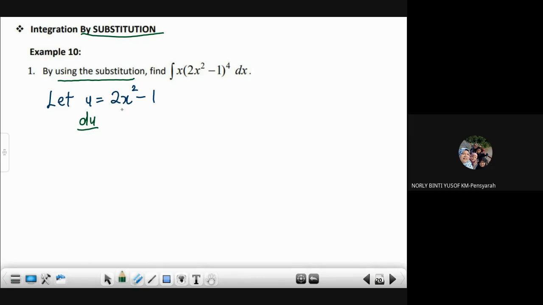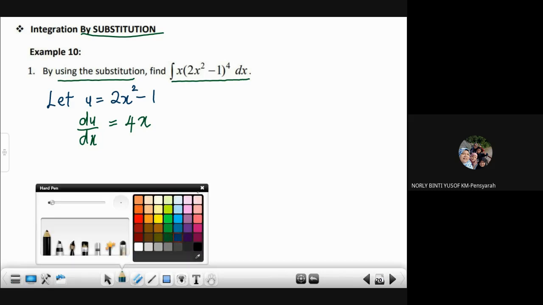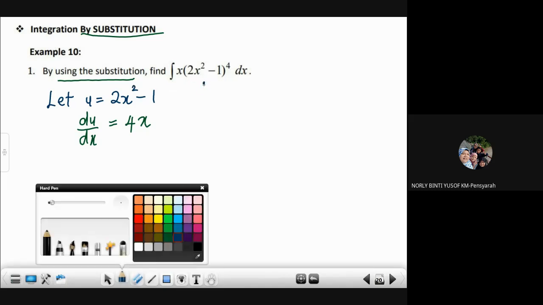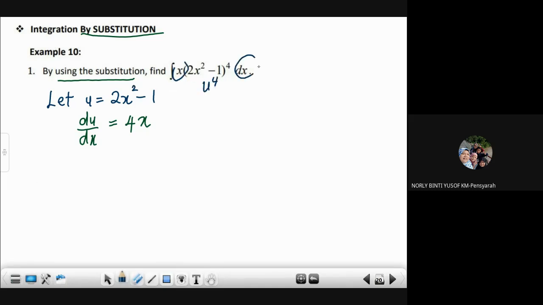So differentiate u respect to x, du dx. So differentiate 2, 4 x minus 1, 0 lah kan. Okay. Sekarang you nak ganti all this term of x, integral in terms of x, semua dalam u. Okay. So bila you nak ganti, ini you dah boleh ganti as u power of 4. Okay. Nak ganti kan, ni u power of 4. Tapi you ada x dengan dx. So bila nak ganti semua kena u. So kena adjust lah kat sini.